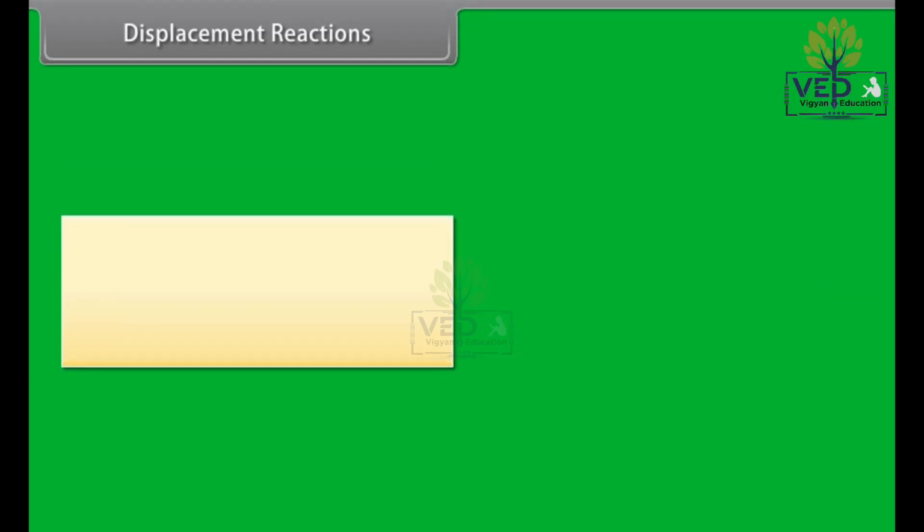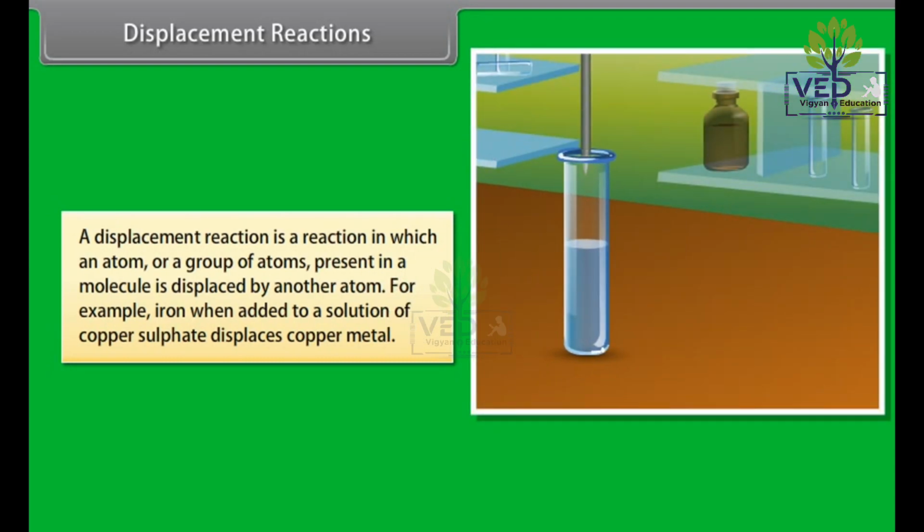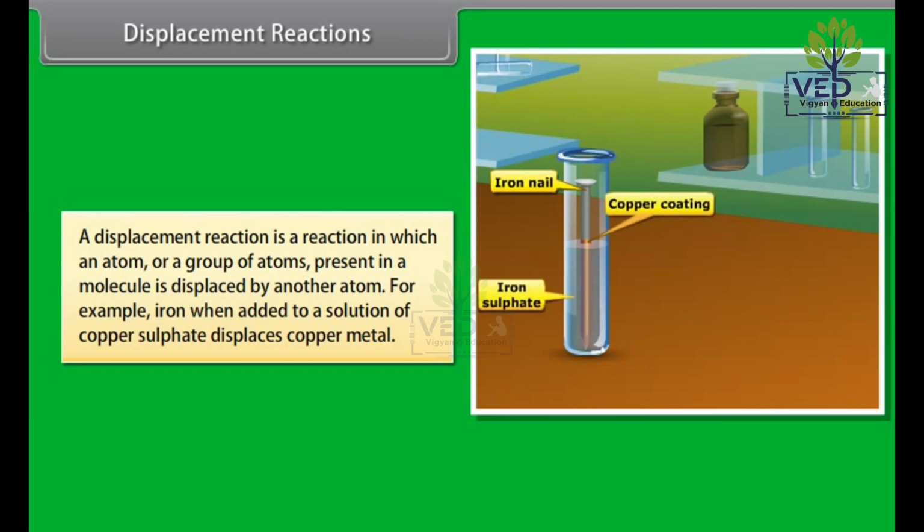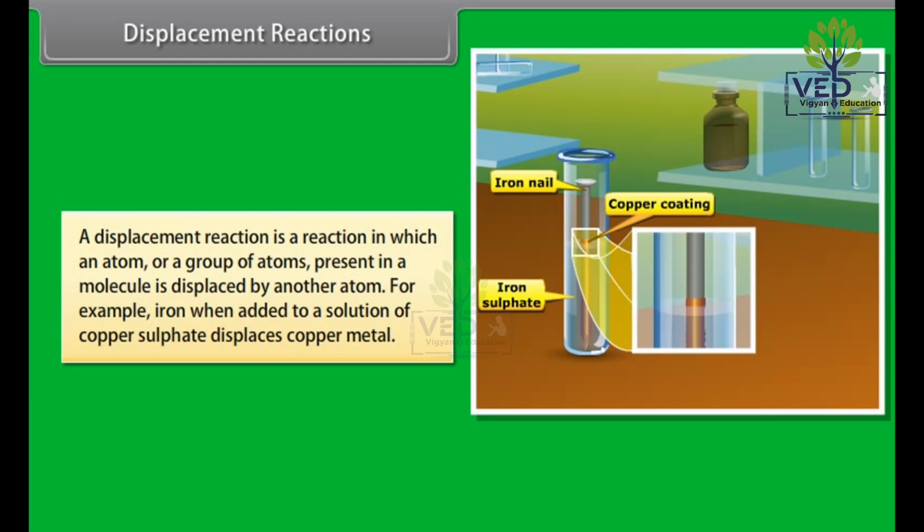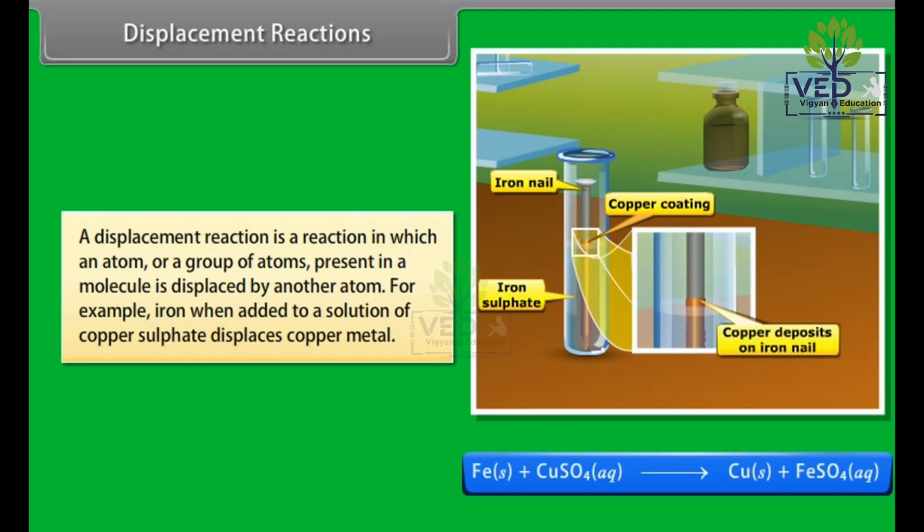SO3. Displacement reactions. A displacement reaction is a reaction in which an atom or a group of atoms present in a molecule is displaced by another atom. For example, iron when added to a solution of copper sulfate displaces copper metal.